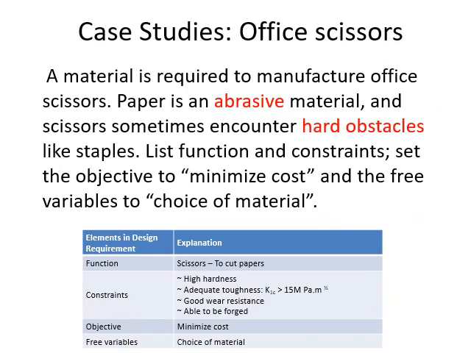From the statement, the function will obviously be to cut paper. The objective is to minimize cost. The free variable is the choice of material. The direct statements for constraints are abrasive and hard obstacles, which relate to wear resistance and high hardness. The indirect or hidden constraints will be toughness and being able to be forged.